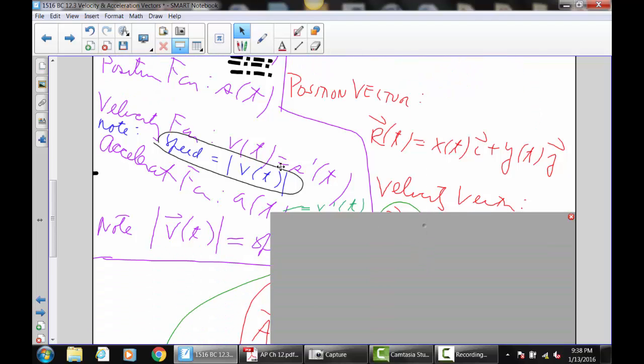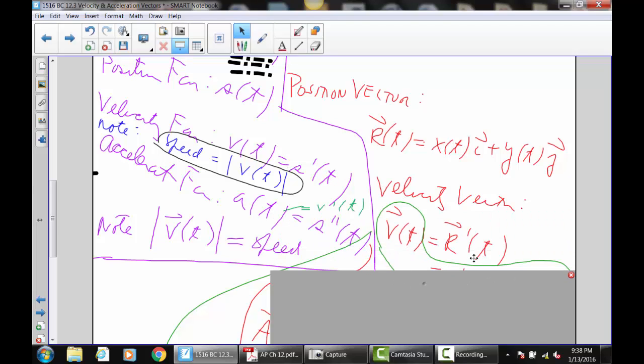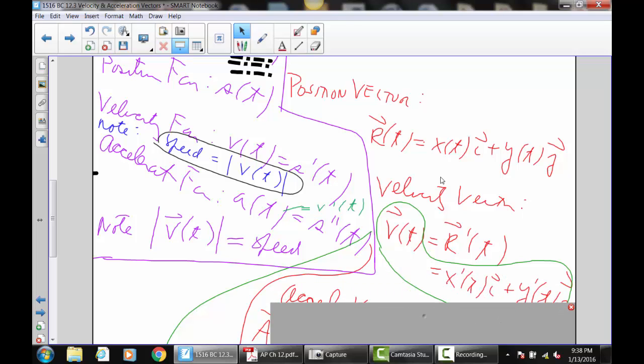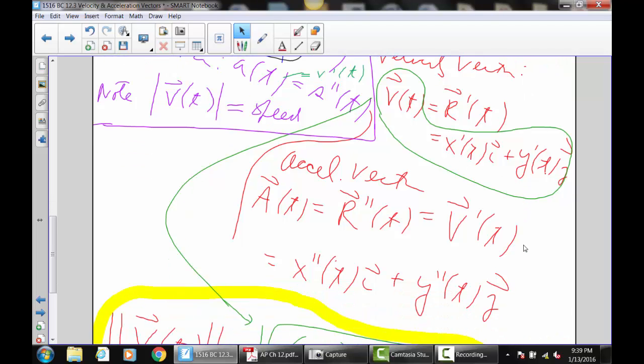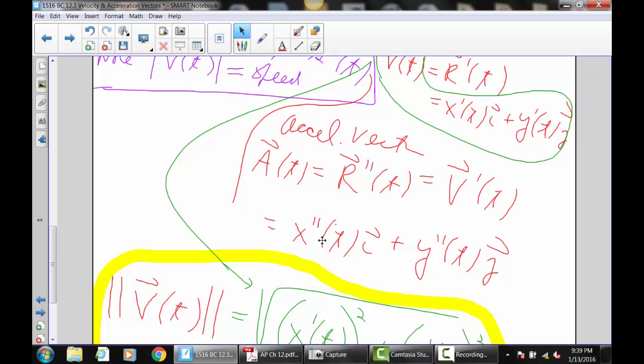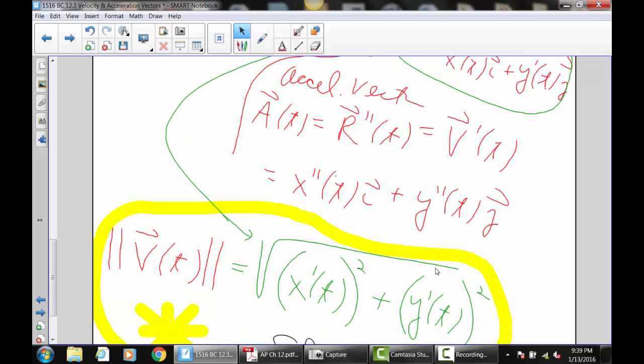The velocity vector, just like over here, the velocity is the derivative of the position function. Here, the velocity vector will be the derivative of the position vector. Now remember, to take the derivative of a vector, you take the derivative of the x component, you still stick that unit vector i on it, and then the derivative of the y component and stick the j on it. The acceleration vector, very predictably, is the derivative of the velocity vector, making it the second derivative of the position vector. So if your velocity vector is x prime of t i plus y prime of t j, the acceleration vector would be the second derivative of x of t i plus the second derivative of y of t j.